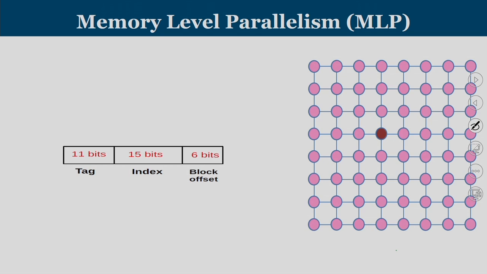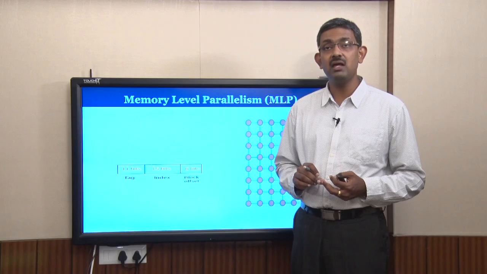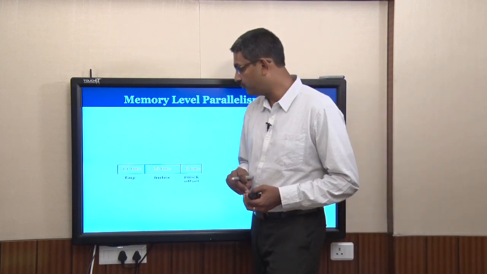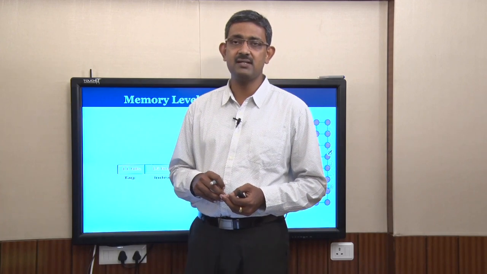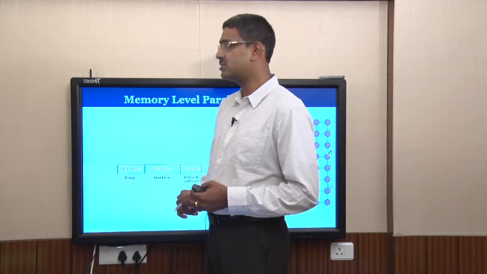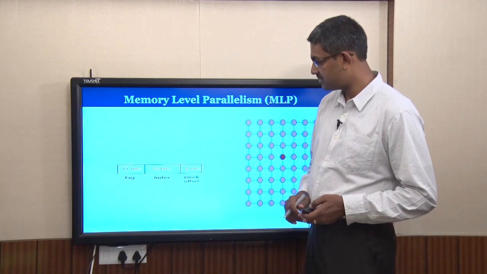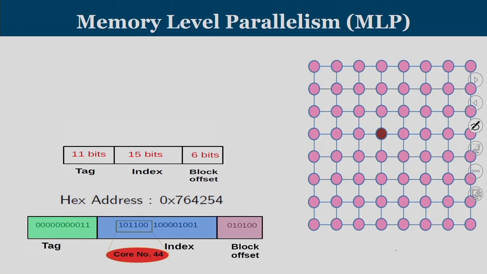Consider a TCMP system, as shown in the diagram, where we have close to 4 GB of physical main memory, and a cache memory with 2 power 15 sets. These 2 power 15 sets are distributed across 64 cores by the static NUCA principle, and this is the hexadecimal address we have shown. If this address is generated by a core, it is going to generate a packet to core number 44. Similarly, any change in the address will generate a packet to some other core.